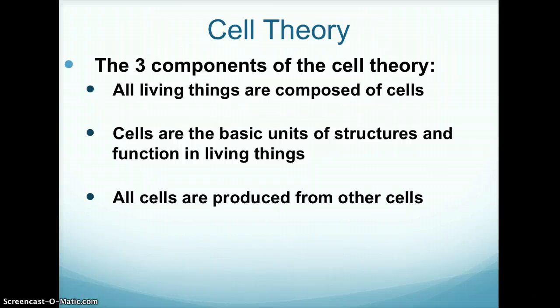There are 3 components to the cell theory. Number 1, all living things are composed of cells. Number 2, cells are the basic units of structure and function in living things. Number 3, all cells are produced from other cells.